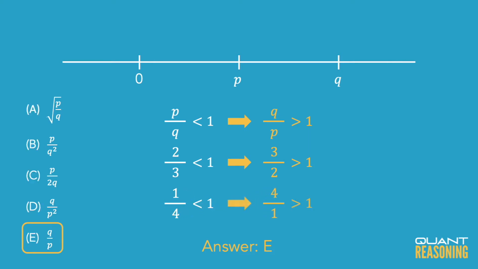So again, the reciprocal of a fraction takes you to the other side of 1. If you happen to know that, then you can just pick E and move on, but that's not very satisfying because then you didn't learn anything from this question. So let's fully analyze the other 4 answer choices so we can actually learn something from this right after the intro.